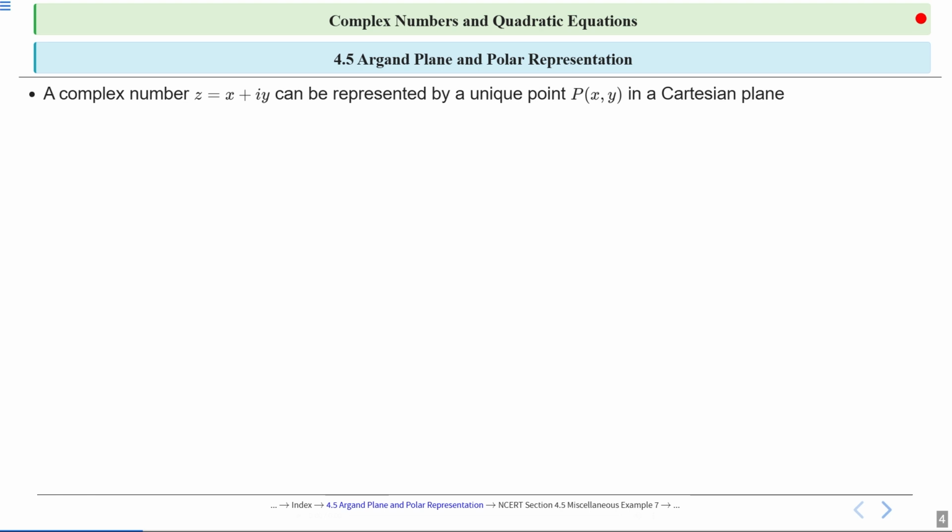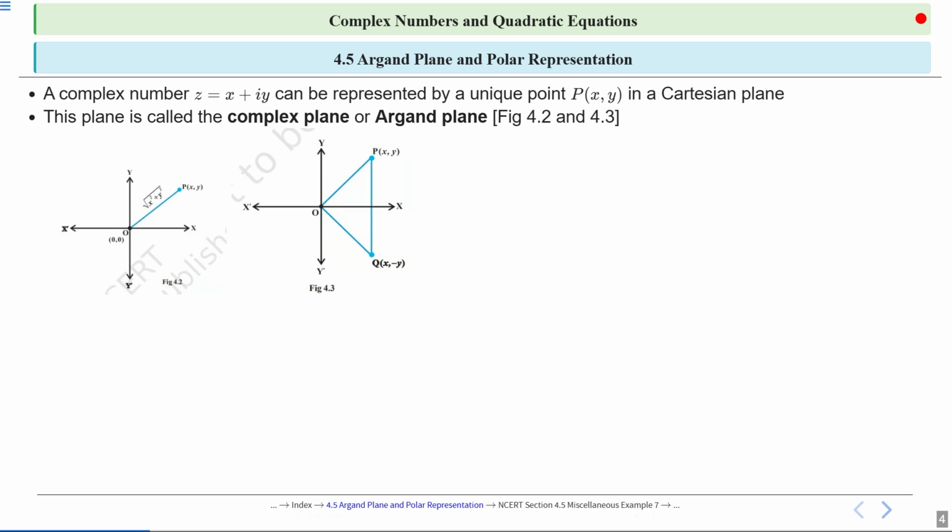So we will start by looking at how we represent complex numbers on a plane. Our complex number z equals x plus iota times y can be shown as a unique point P with coordinates x, y on a Cartesian plane. Here, x is the real part and y is the imaginary part. So this helps us visualize complex numbers just like we do with points in geometry.